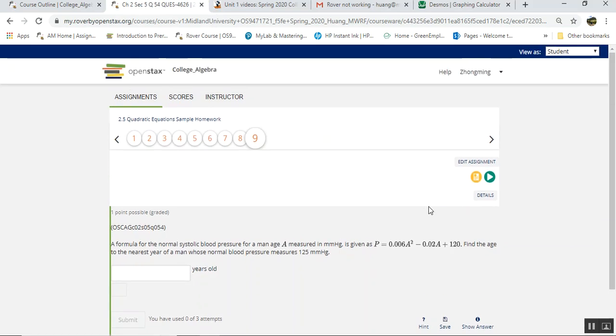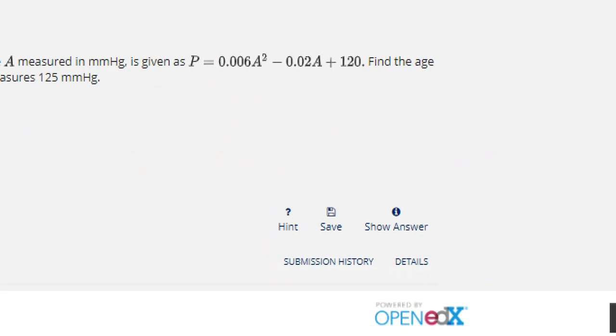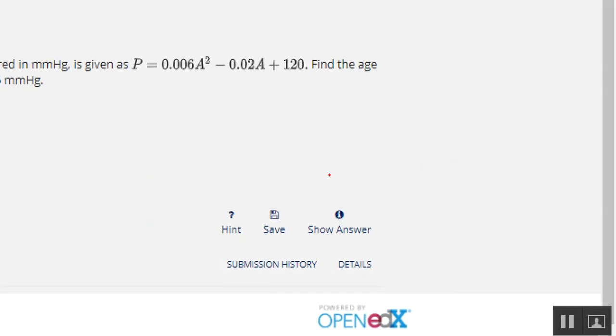Let's verify that. Okay, how do we actually do it by hand? So this is what we are going to do. So this is equal to 125. Again, you want to move everything to one side, right? 0.006 a squared minus 0.02a. Okay, let's do some mental math. Here you move 125 to the left, becomes negative 125. 120 minus negative 125, you get negative 5 and then equals 0, right?